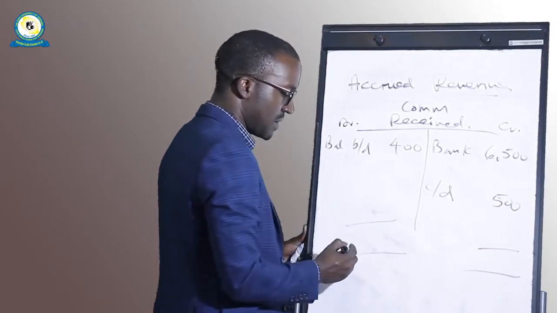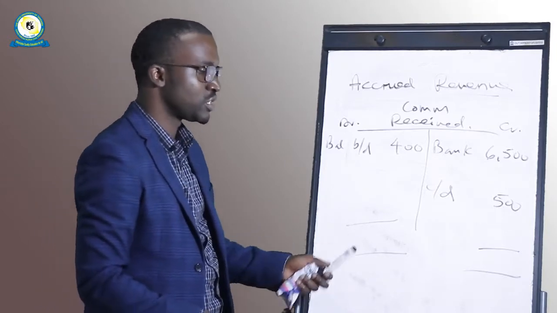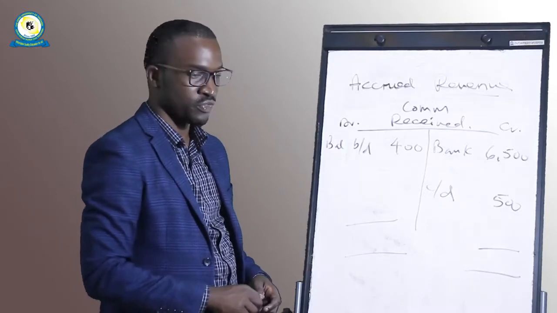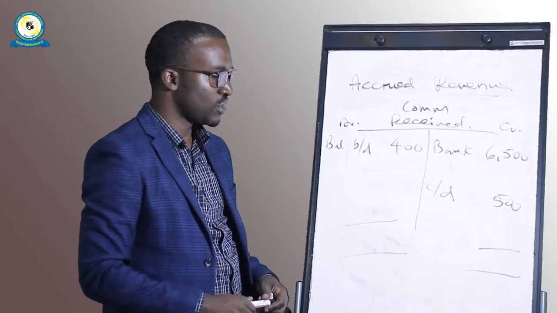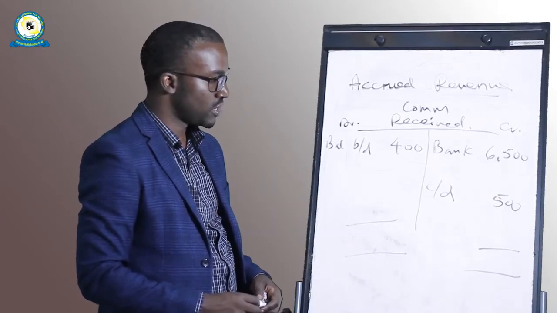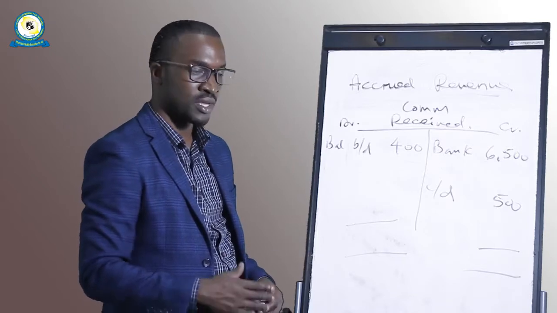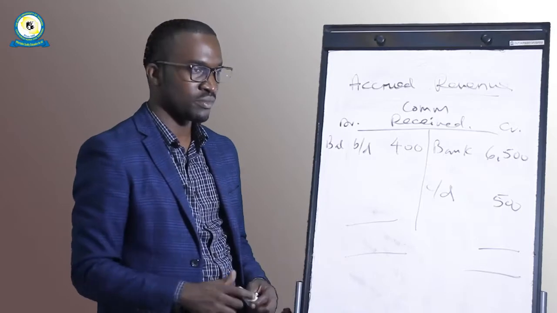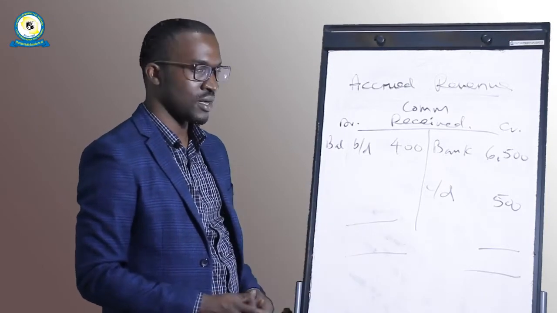So by saying that, let us see how we are going to close and see which amount should be treated to the profit and loss during the year as commission received, and that should be either debited or credited. But we know that this figure is going to be credited to the P&L, since it is an income, commission received.